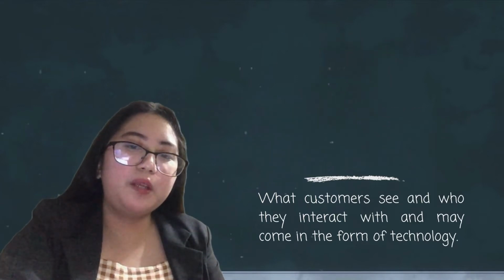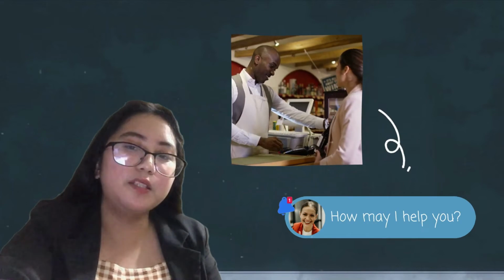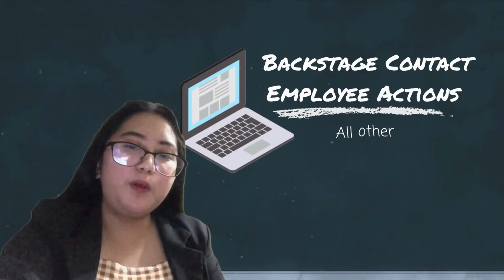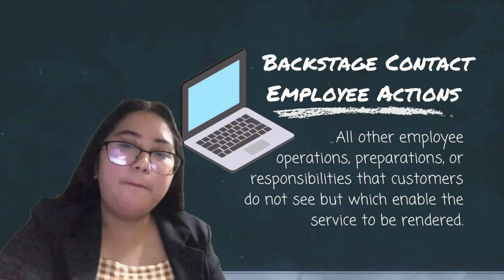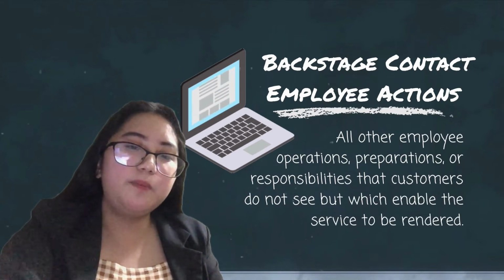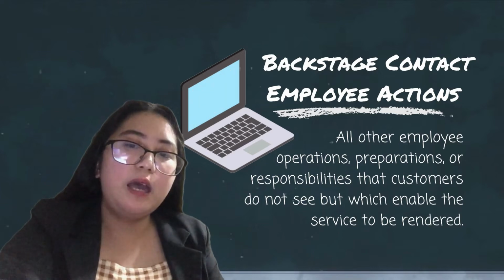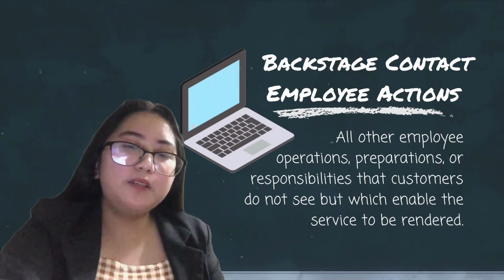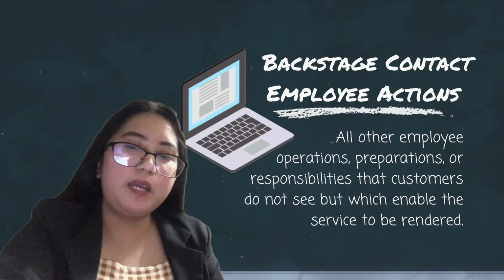On-stage contact employee actions are what the customers see and who they interact with. It may come in the form of technology. For example, employees may meet customers who visit the physical site or answer queries through chat. Backstage contact employee actions are all other employees' operation, preparation, or responsibility that the customer does not see but which enable the service to be rendered. An example would be when employees compose materials for the website or email.